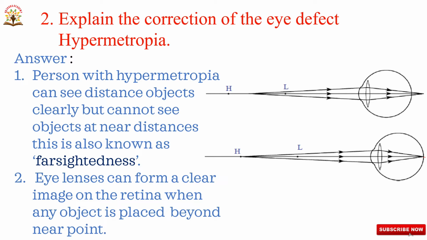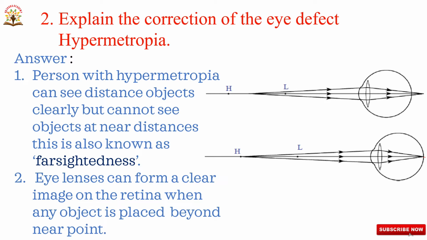See this second picture. Here the eye lens can form a clear image on the retina when an object is placed beyond the near point. Here we are placing the object beyond the near point. Now these rays fall on this convex lens and form an image on the retina. So the persons affected by hypermetropia cannot see the images.